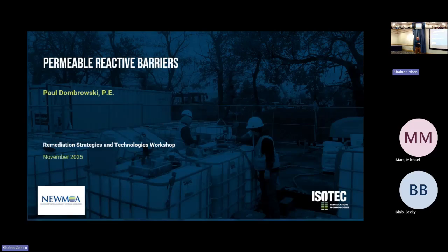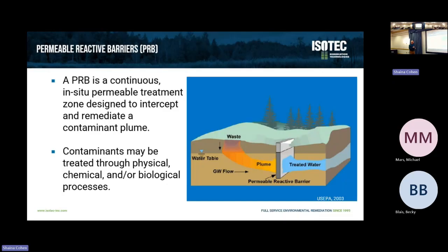So we're going to talk for the next bit about permeable reactive barriers. PRBs is the common acronym, and we'll go through what they are and how they can be implemented for groundwater and soil remediation. By definition, a PRB is a continuous in situ permeable treatment zone designed to intercept and remediate a contaminant flow. That treatment can be various processes: a physical, chemical, or biological process.